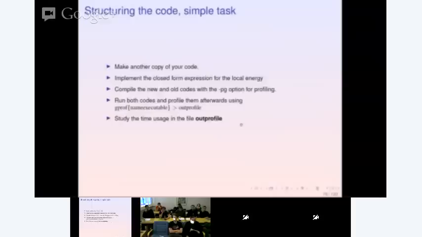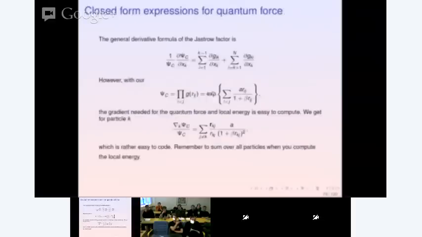So when you implement the closed form expressions, you should try to benchmark the program against your former version of the code. And the kind of wave functions which we are going to use will contain a correlated part, or this Jastrow factor, which looks like this. This is the kind of form which we will use throughout the rest of this project.